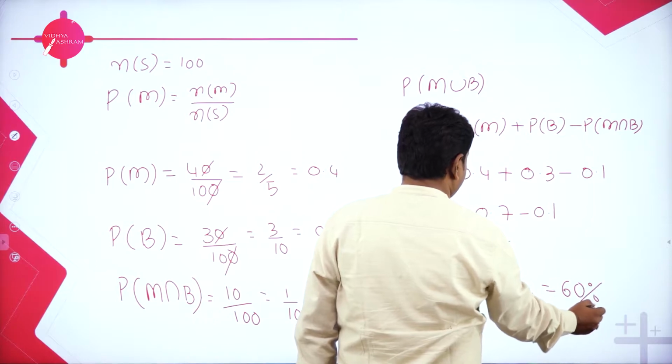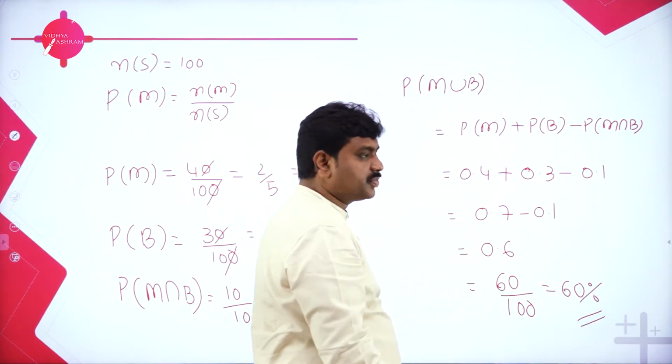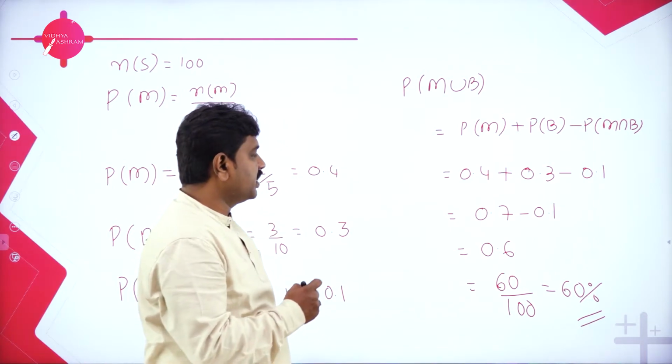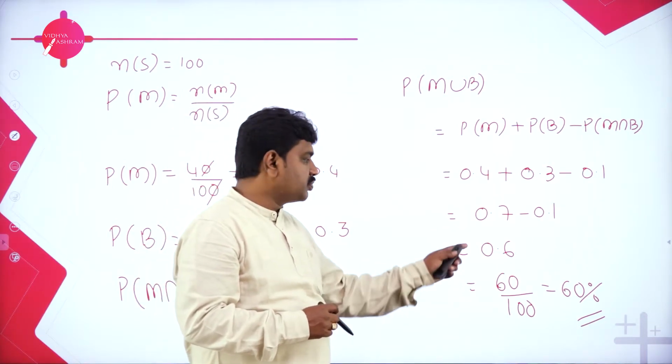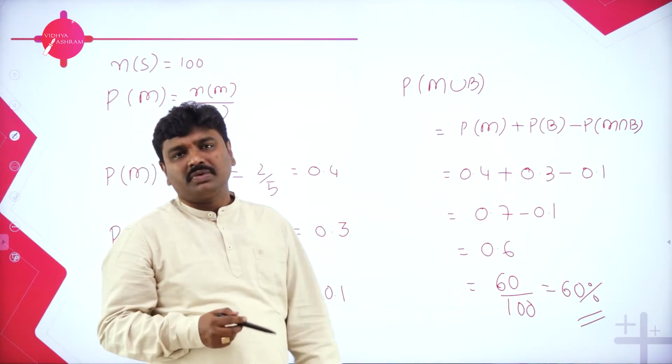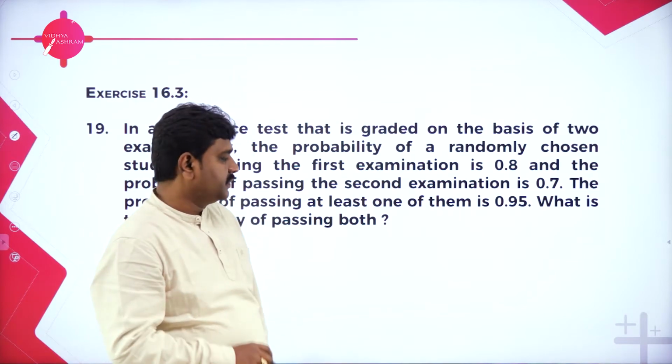60% is the answer. If I want to write the answer in percentage, it is 60%. Or if you want to write it in terms of the axiomatic approach, in fraction, it is 0.6. Probability of maths or biology is 0.6. 0.6 can also be written as 60%.